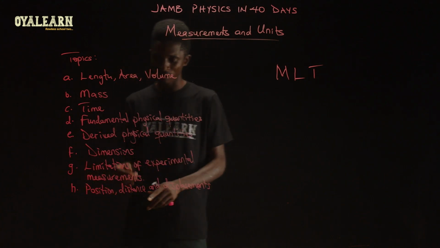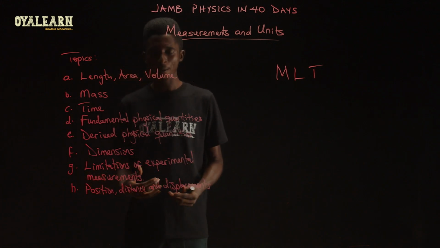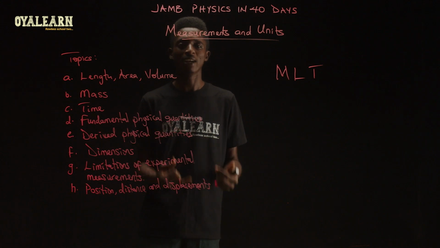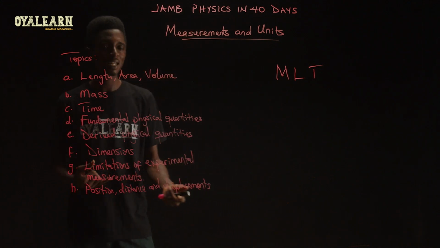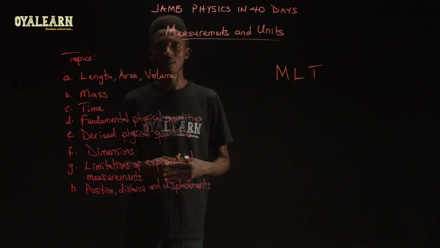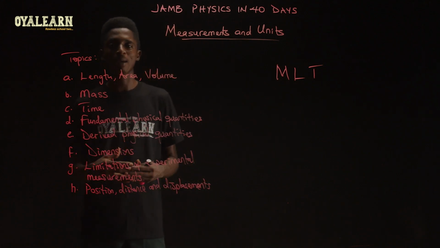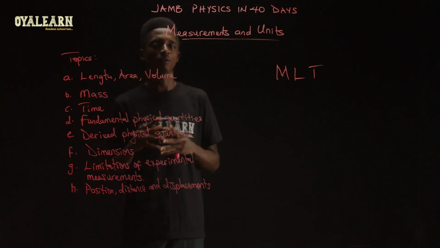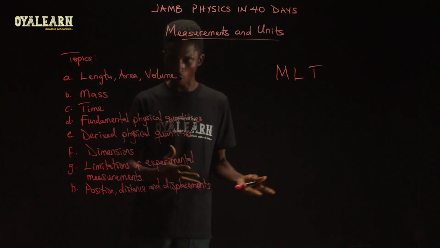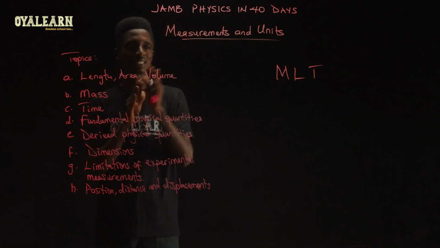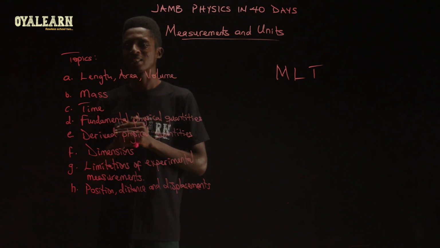And I hope that you know that these two are very different from each other, where distance is a scalar quantity and displacement is a vector quantity. That is, displacement takes into account the direction in which the object is traveling, whereas distance does not care about the direction it is traveling. It only cares about the magnitude of the total land area that is covered. So this is basically what we are looking at in the first topic of the syllabus, measurements and units.